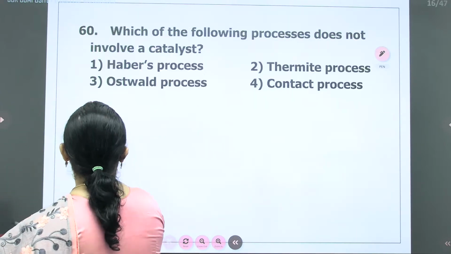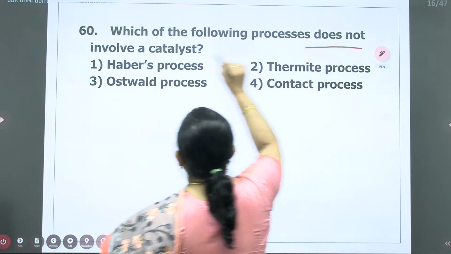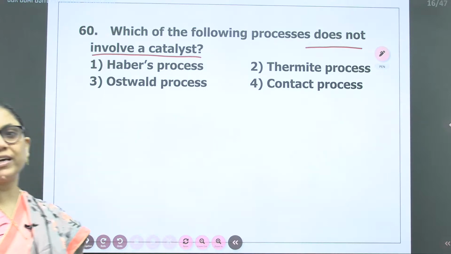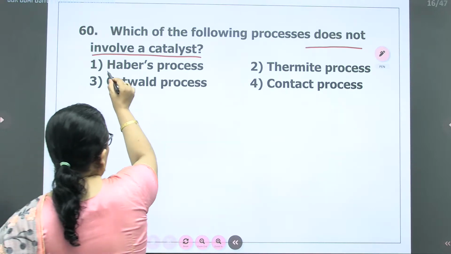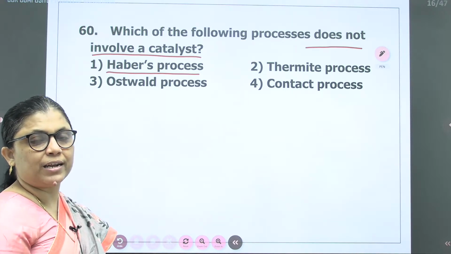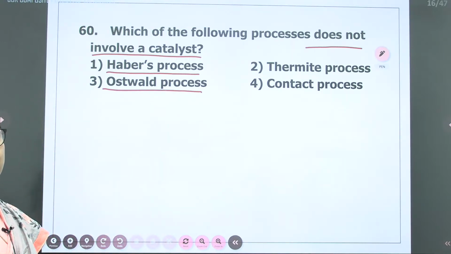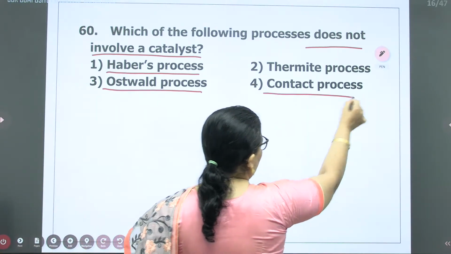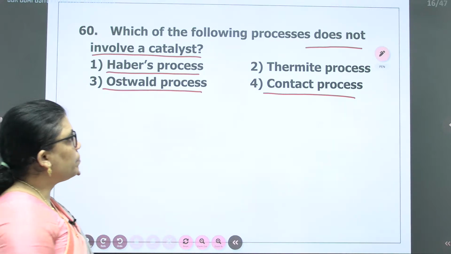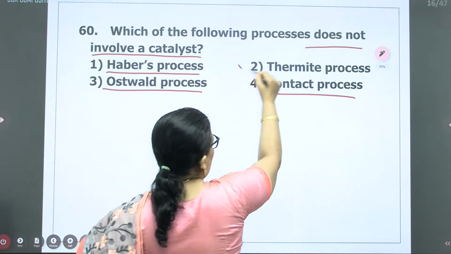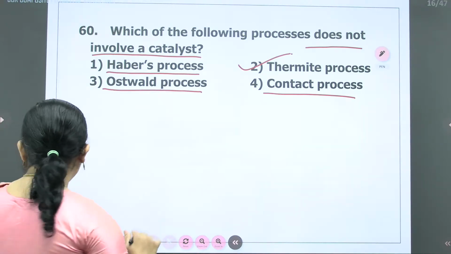Okay, next question. Question number 60. Which of the following processes does not involve a catalyst? That is, which doesn't require any catalyst? In Haber's process for the manufacture of ammonia, we use iron as a catalyst. In the Ostwald process for nitric acid, we use platinum as a catalyst. In the contact process, vanadium pentoxide is used as a catalyst for the manufacture of sulfuric acid. Therefore, the method which does not use one, because it is a method of extraction, is the thermite process.